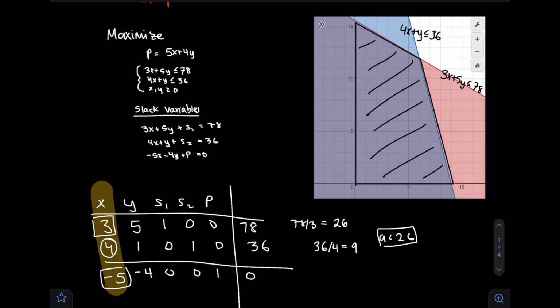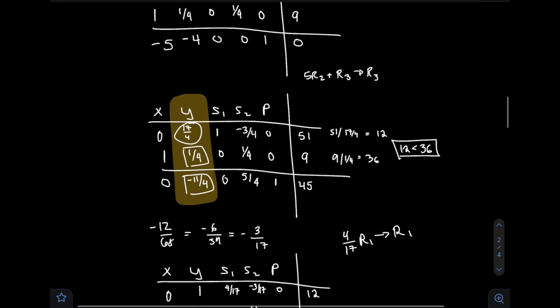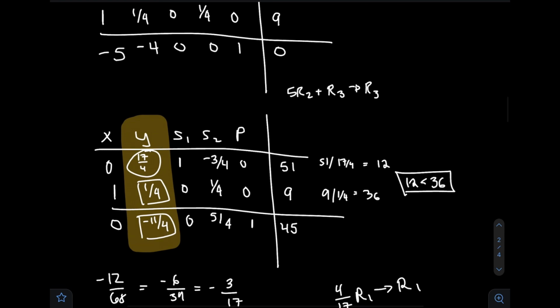And whichever value is smaller, in this case 36 divided by 4, that's the row that we're trying to get a leading 1 in first. So we want this 4 to become a 1. We want the 3 and the negative 5 to become zeros. So that's just elementary row operations. And then we're left with this right here. We're going to keep doing this process over and over until we can see this last row has no negative numbers in it. So you can see there's still negative 11/4, so we got to keep going.